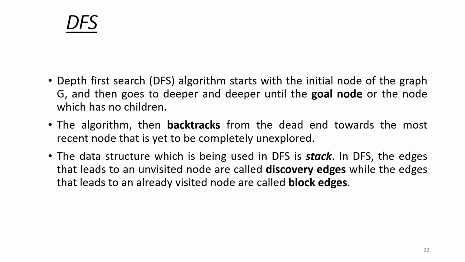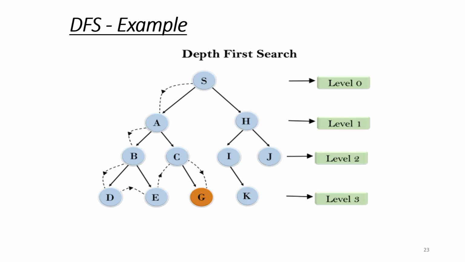Okay, so backtracking is also applicable, and it will be maintaining the stack in the DFS method. Okay, we have to follow the stack method. And the discovery edges, block edges, everything we have to follow. So discovery means what now? This is one of the unvisited nodes, and edges already visited we can call block edges. So this is one of the primary pieces of information for solving the DFS method.